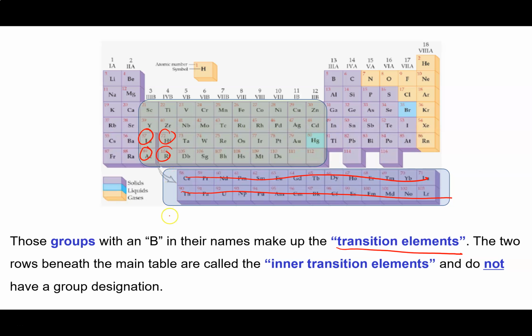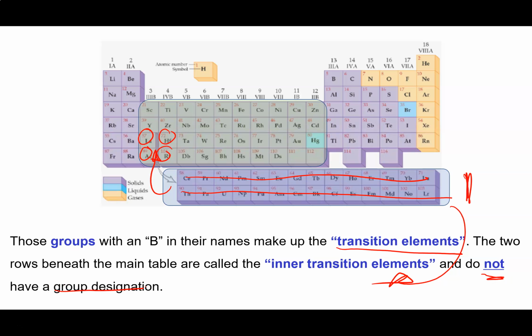So these two rows written under here should really be up there. But in order to save space, and so that we don't have a really long, skinny and hard to read periodic table, we pull those two rows of 14 elements out of the periodic table and squash the two ends in. These elements that sit underneath the periodic table are called the inner transition elements. And they're a little weird in that they don't have a group number.